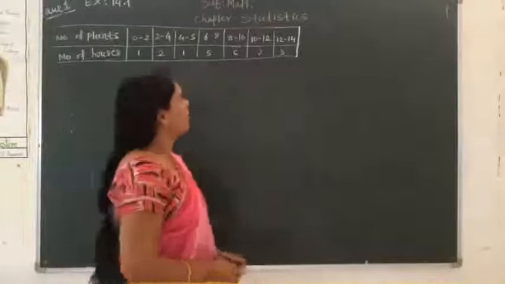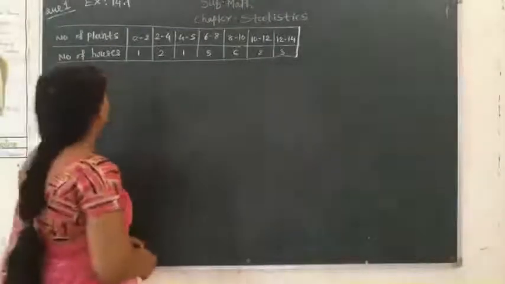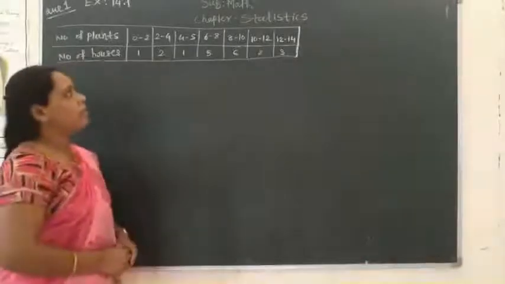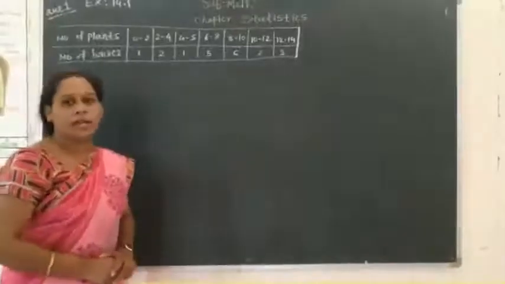See question number one. Here a survey of students is given. In this survey, the number of plants planted by students and the number of houses where the plants are planted is given.